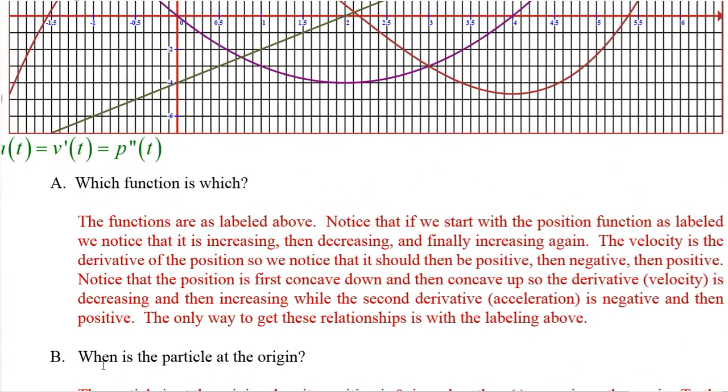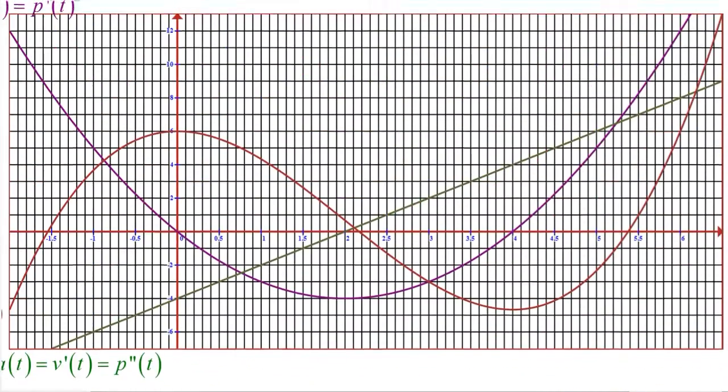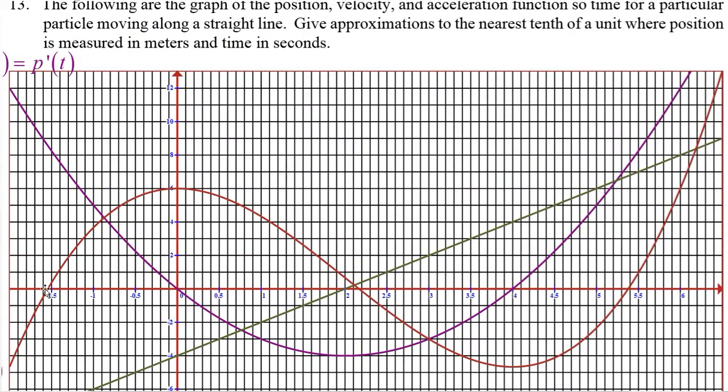When is the particle at the origin? The particle is at the origin when the position is 0. The position is the red one. This one is going up, down, up. So it's right here, negative 1.5 something.